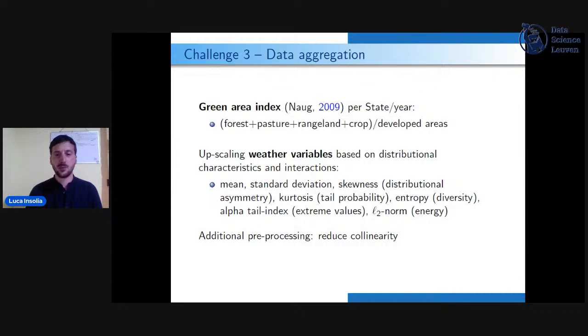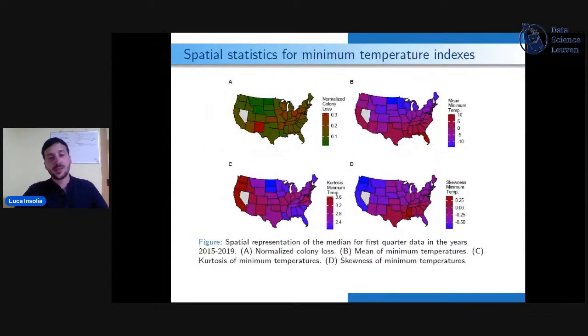I will describe some of these later. And again, these measures are computed for each given state and quarter. As an example of our upscaling approach, this spatial statistics compares colony loss, which is this one, against the mean, kurtosis, and the skewness of minimum temperature.